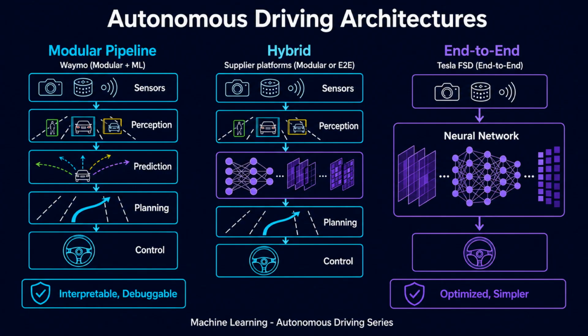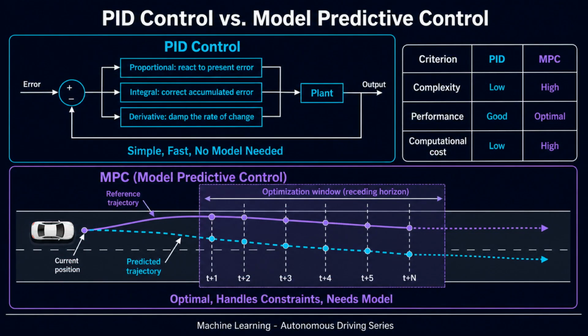A hybrid approach sits between the two. Neural networks handle perception and planning, but explicit rule-based safety checks sit on top of the learned policy. Several supplier platforms are converging on this pattern. Each approach has trade-offs. Modular systems are more interpretable and debuggable, while end-to-end systems can potentially achieve better overall performance through joint optimization. Once a trajectory is planned, the control system must execute it precisely.